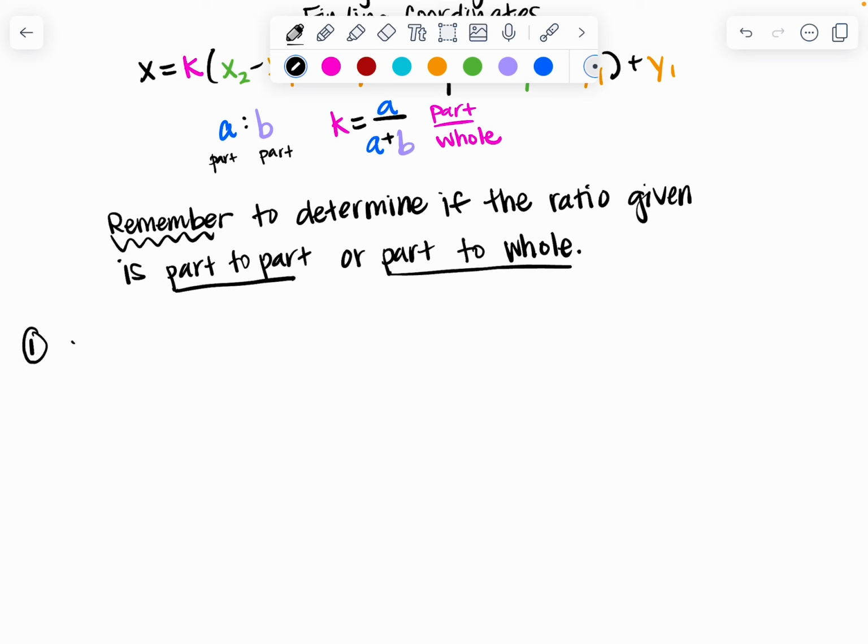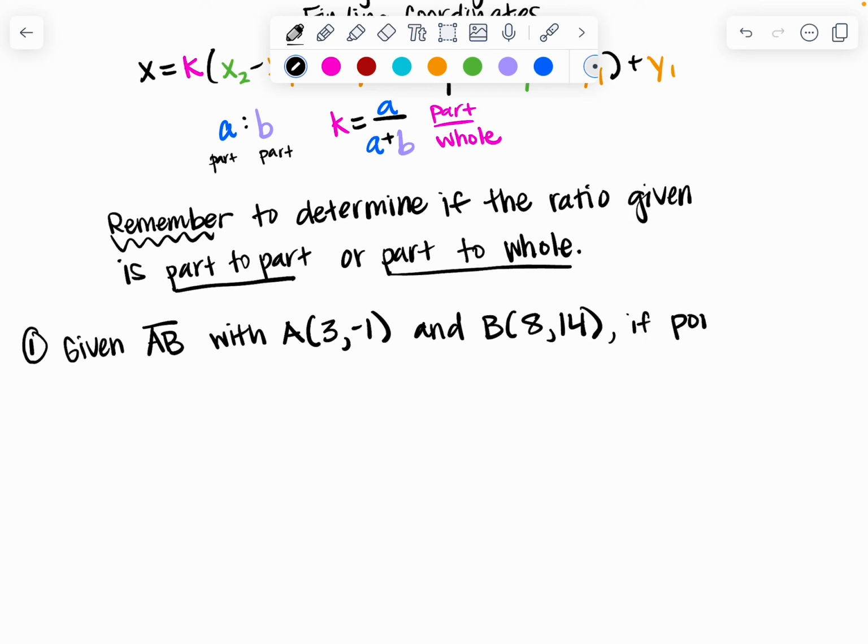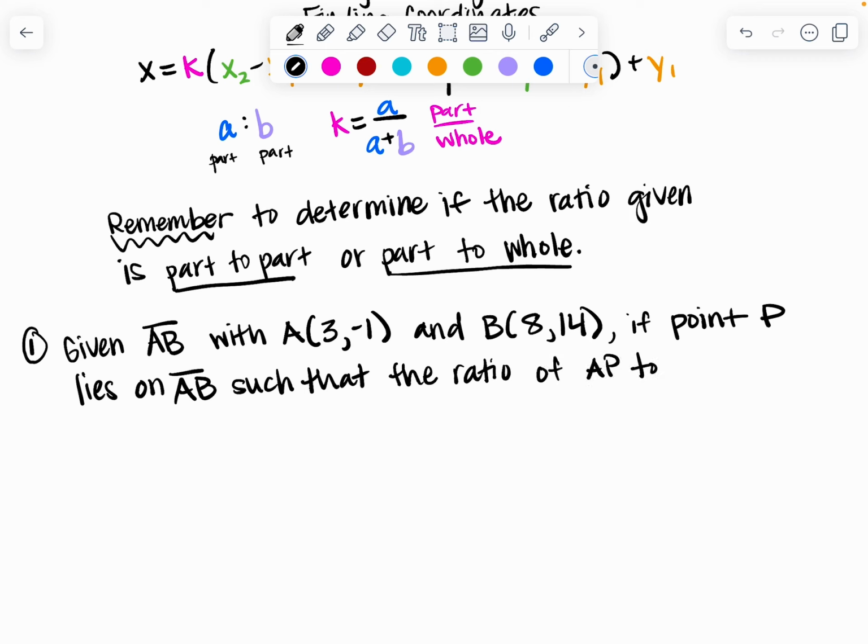Okay, number 1, given segment AB with A located at coordinates 3, -1, and B with coordinates 8, 14, if point P lies on AB such that the ratio of AP to AB is 2/5. Find the coordinates of P.